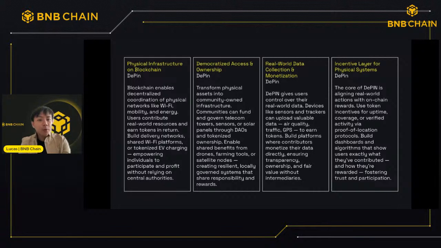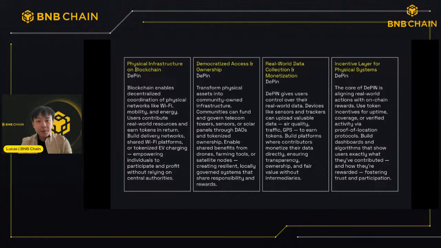Third, we have real-world data collection and monetization. Devices like sensors, cameras, and trackers can gather real-world data. DePIN enables users to own and monetize this data instead of giving it away to corporations. And this is highly relevant and important in the AI scope as well.